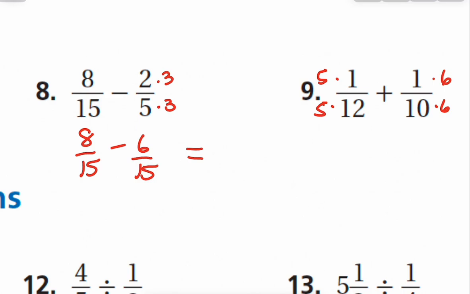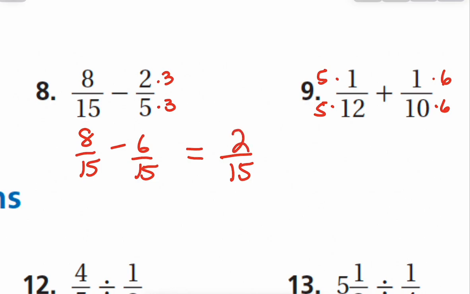Now recall that when you're adding and subtracting fractions, you're going to keep the denominator. You're only adding and subtracting the tops. The 15th tells you kind of the size of the piece. The top of the fraction tells you how many you have. I have 8 15ths. I have 6 15ths. 8 minus 6 is 2.